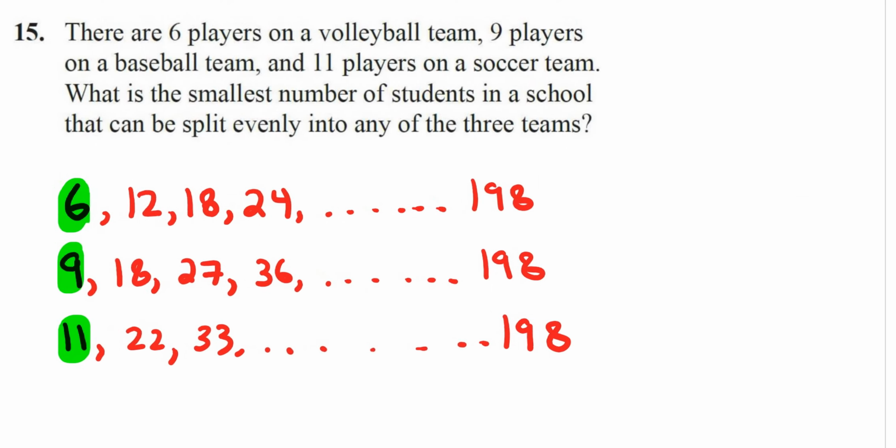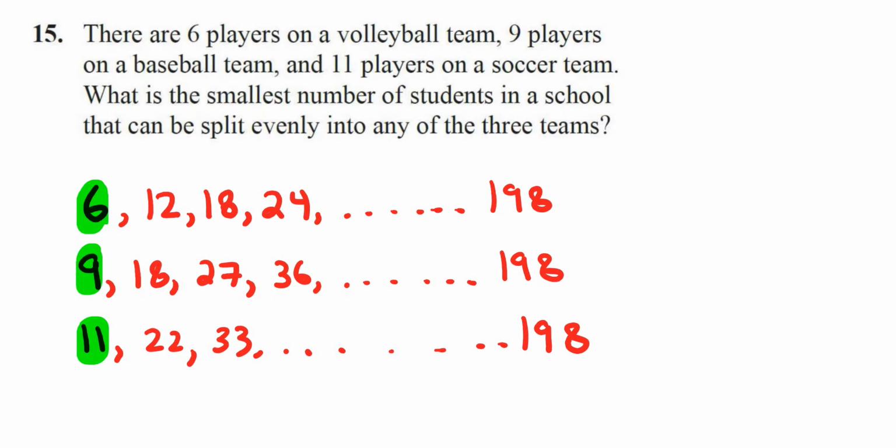Okay, let's move on to the final question for this homework video guide. Question number 15. There are 6 players on a volleyball team, 9 players on a baseball team, and 11 players on a soccer team. What is the smallest number of students in a school that can be split evenly into any of the 3 teams?